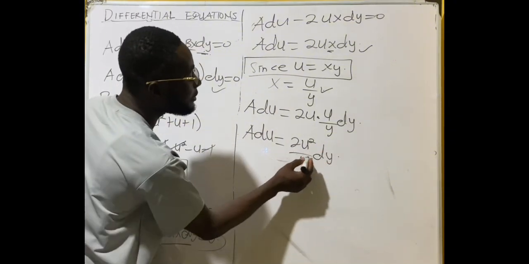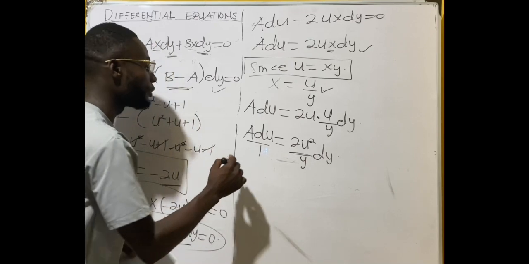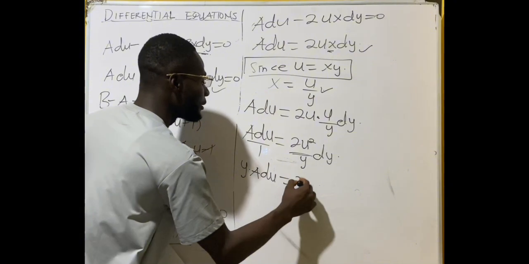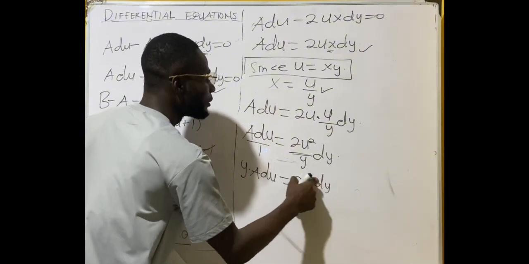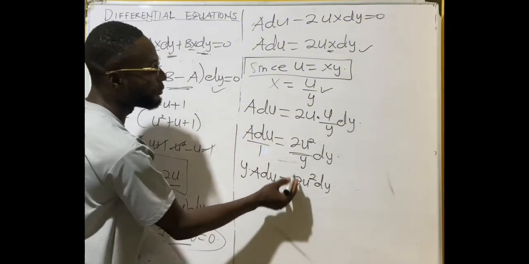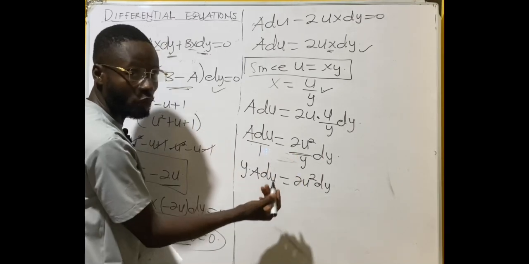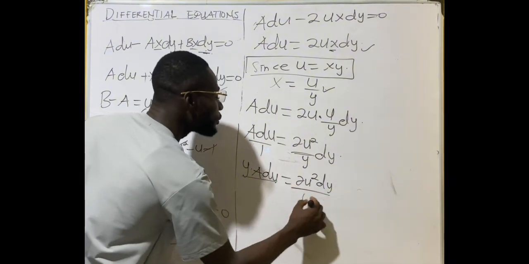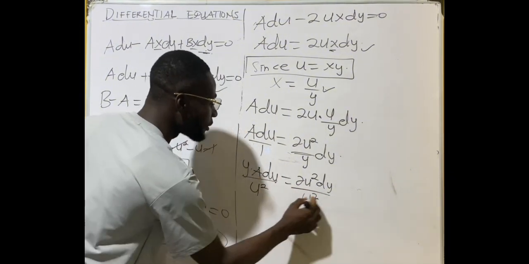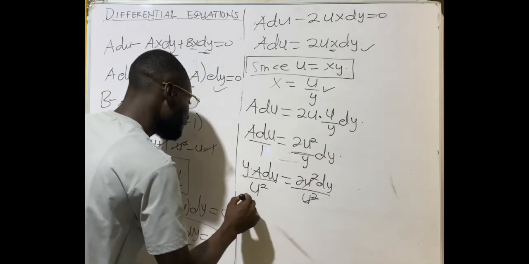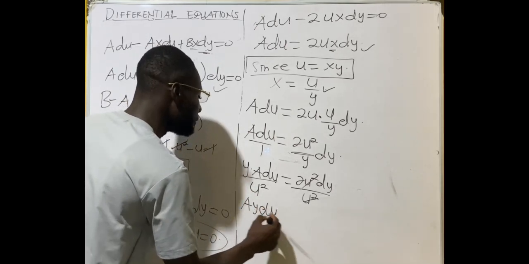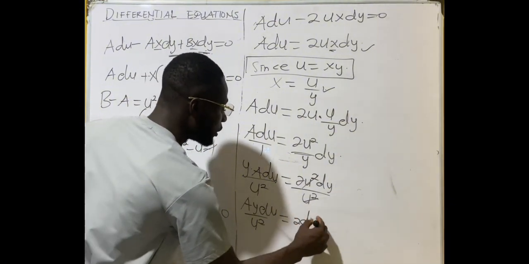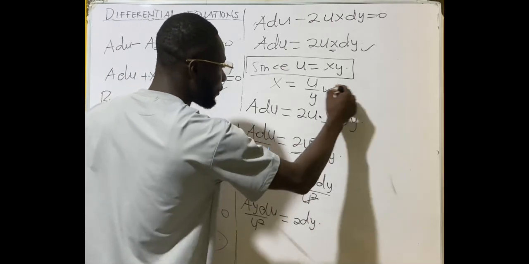You see, this is over 1, right? So we multiply here by y, multiply here by y, and this y will go off, right? So we have this, so we can say that we divide here by u squared, so that we go off with this. So we have a y du all divided by u squared equals what? 2 dy, right?